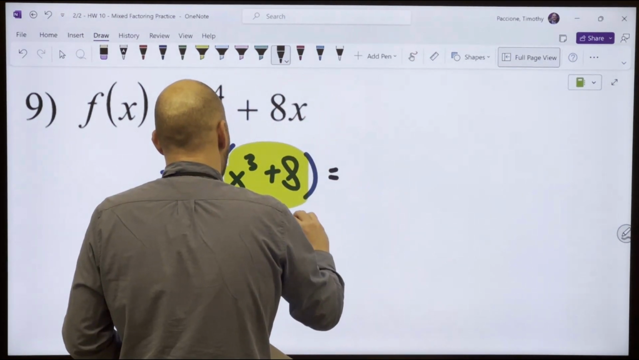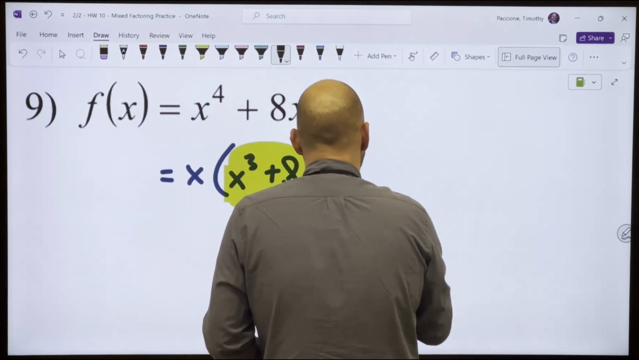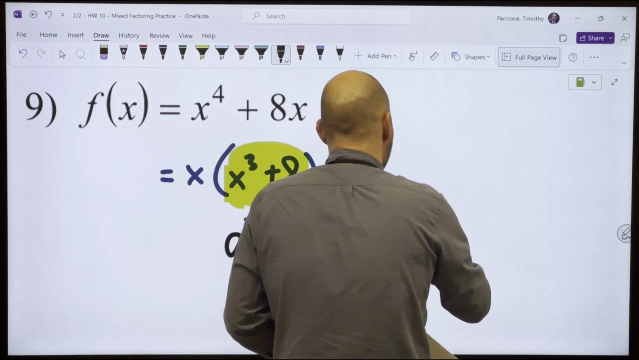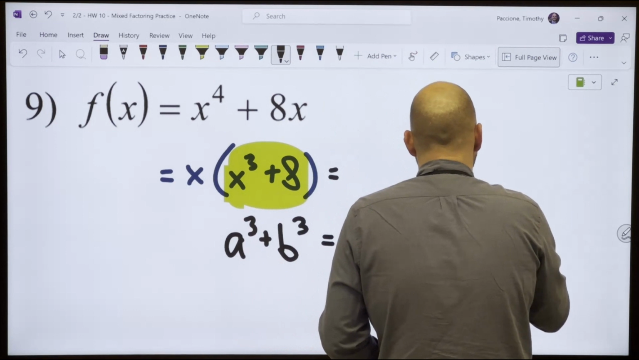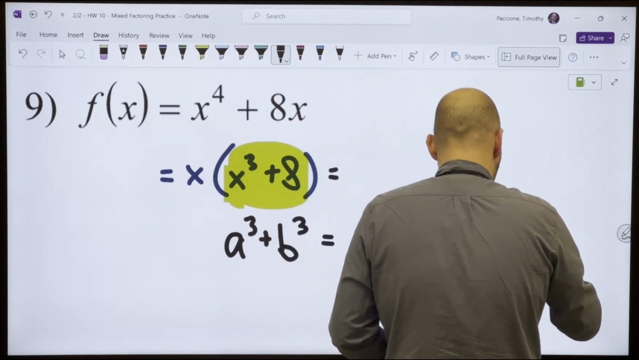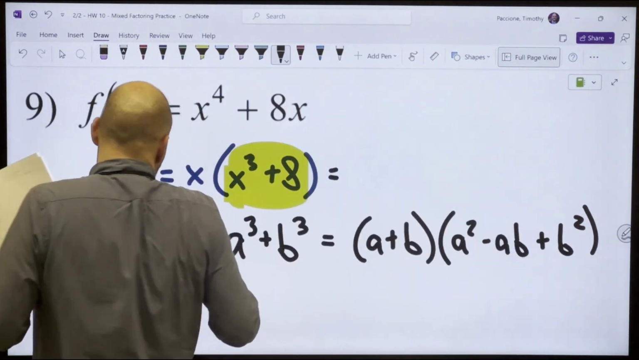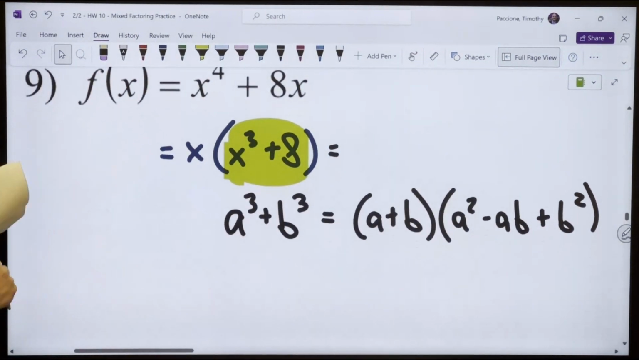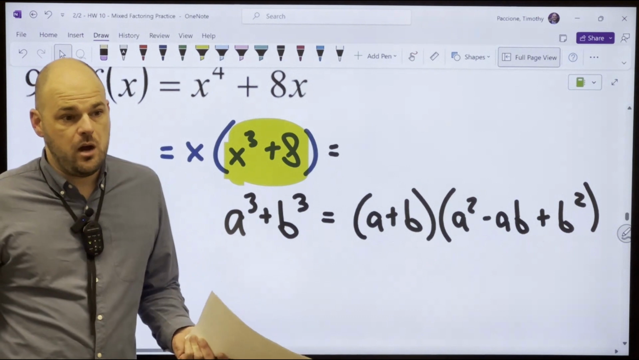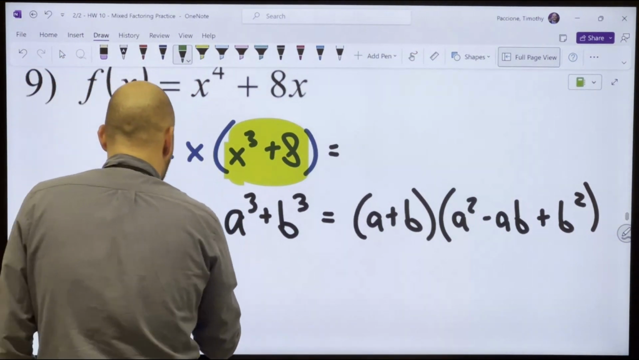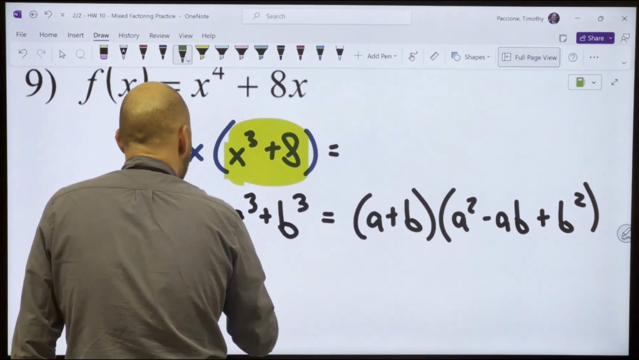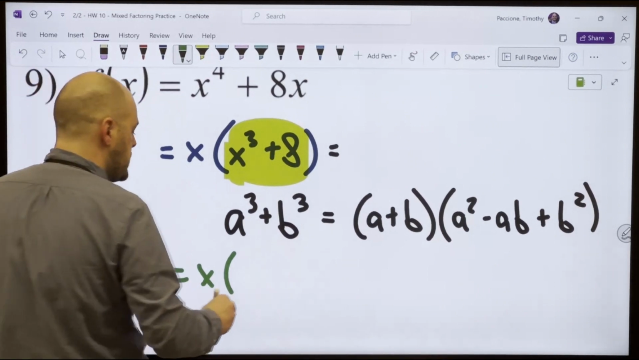You'll be given this: a to the 3rd plus b to the 3rd equals a plus b times a squared minus ab plus b squared. You don't need to memorize that. In order to use it, though, we do need to know what our a and our b are. So I say, okay, x, and then some people like to do this. You don't have to do this.